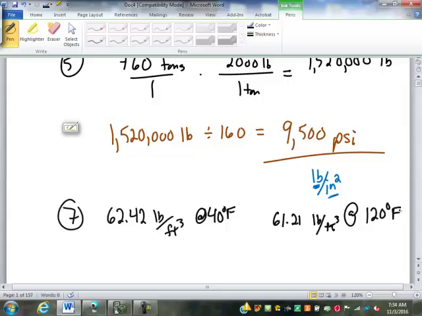As you heat it up, it expands and it gets less dense. So it takes up more space, or the weight that can be held within a certain space gets to be less. Over this temperature change, what is the average decrease in weight in ounces per cubic foot per degree?